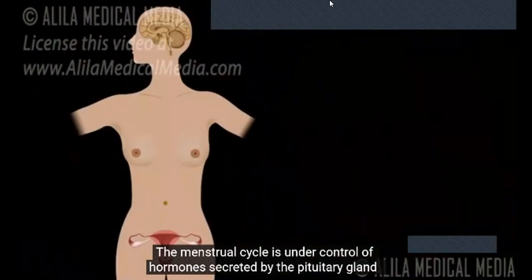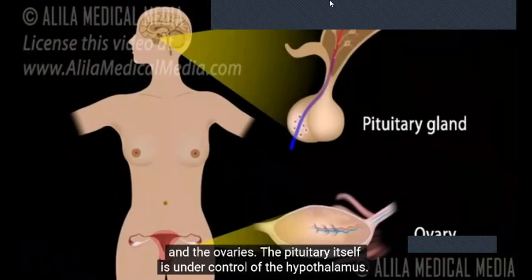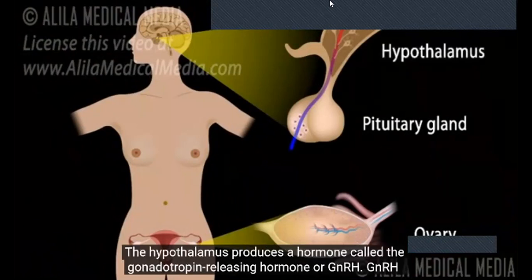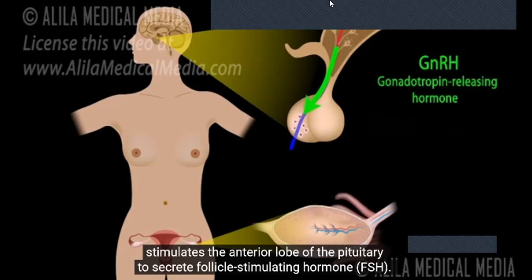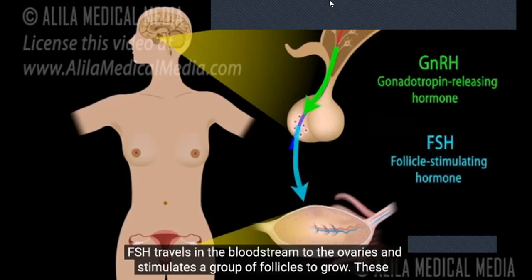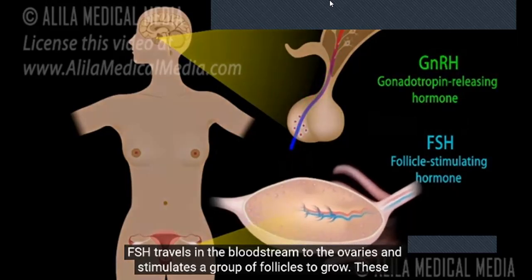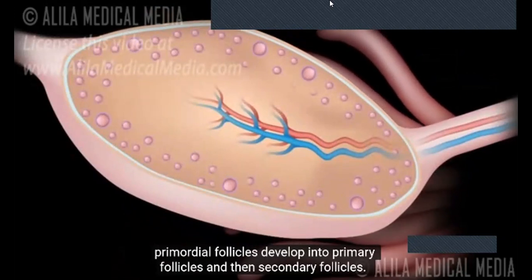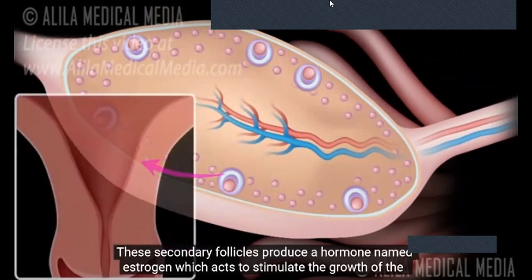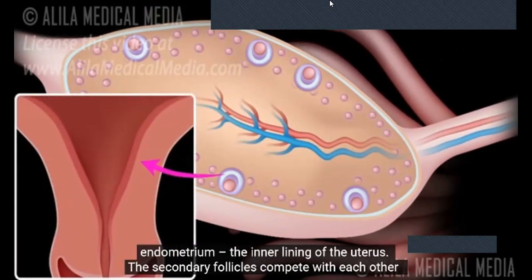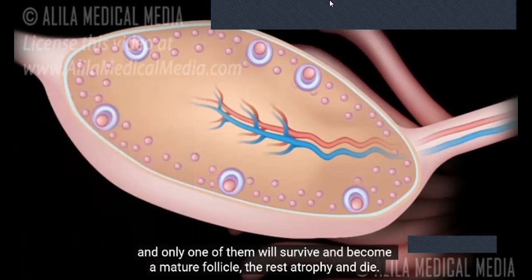The menstrual cycle is under control of hormones secreted by the pituitary gland and the ovaries. The pituitary gland itself is under control of the hypothalamus. The hypothalamus produces a hormone called the gonadotropin-releasing hormone, or GnRH. GnRH stimulates the anterior lobe of the pituitary to secrete follicle-stimulating hormone, FSH. FSH travels in the bloodstream to the ovaries and stimulates a group of follicles to grow. These primordial follicles develop into primary follicles and then secondary follicles. These produce a hormone named estrogen, which acts to stimulate the growth of the endometrium, the inner lining of the uterus. The secondary follicles compete with each other and only one of them will survive and become a mature follicle. The rest atrophy and die.